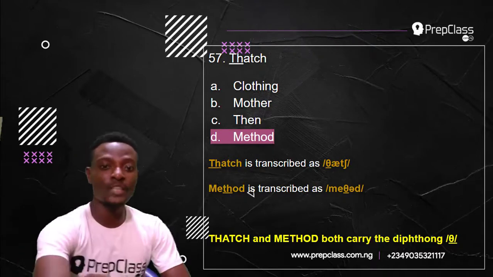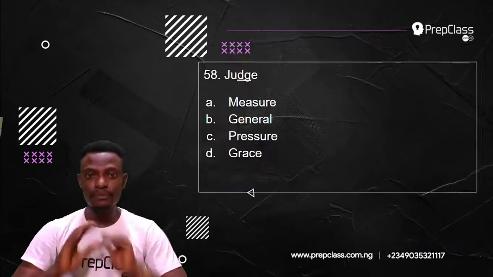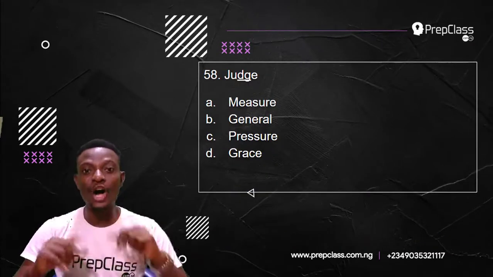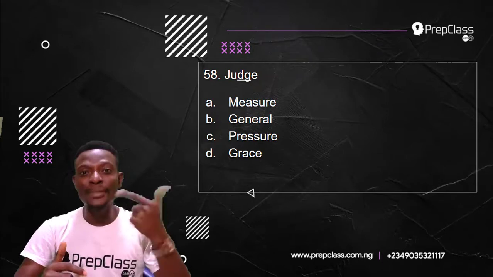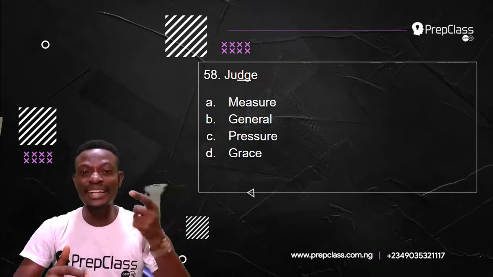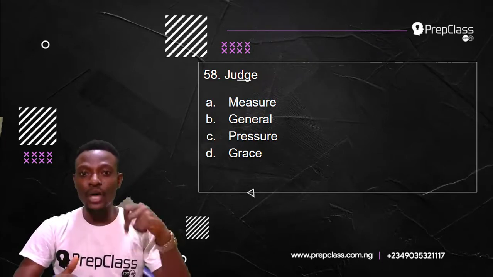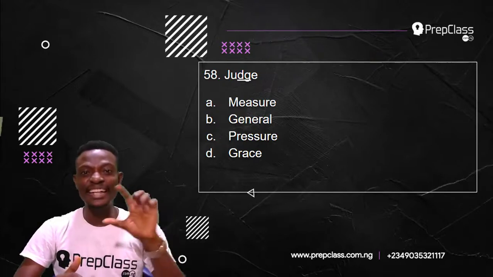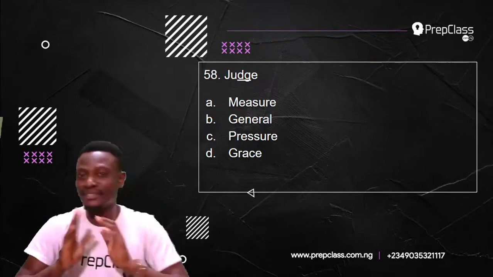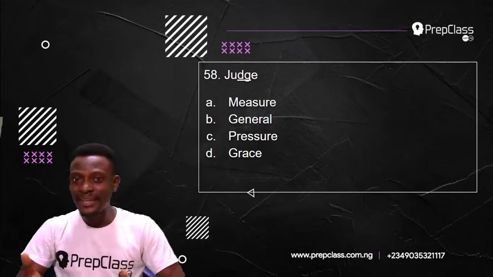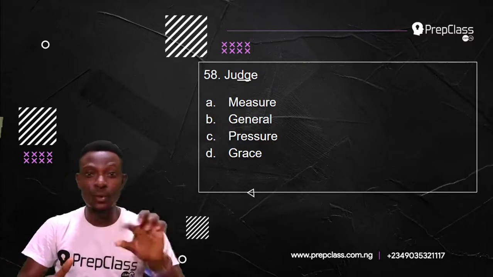Moving on to the next question, question 58. Remember, we have to select the option that has the same sound present in the position of the underlined letters in the word. Now, the underlined letters in this word are D and G. We're not talking about the designer, Dolce and Gabbana. D and G is underlined in the word judge.